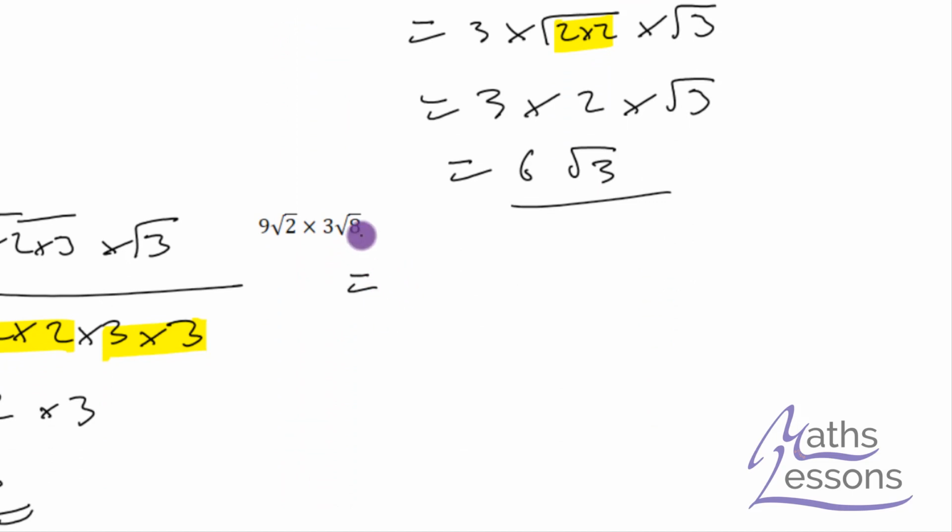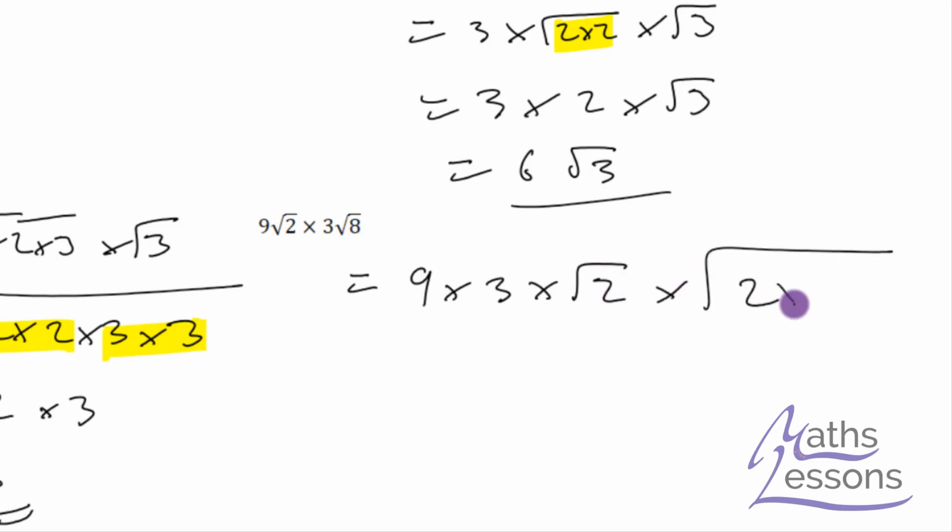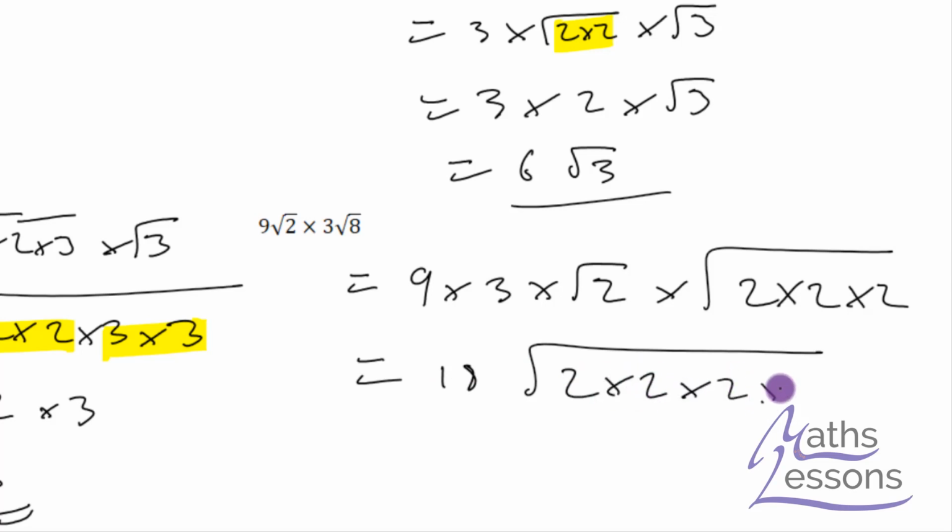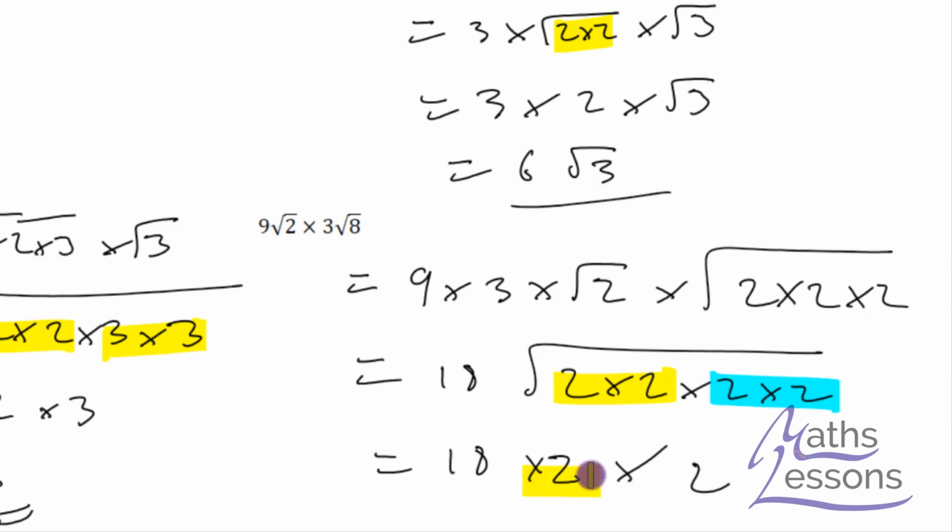Now let's do this one. So I'm just going to change the order: 9 times 3 times root 2. Now I'm going to change the root 8 into the square root of 2 times 2 times 2. So 9 times 3 we've got 18, and then we've got all these square roots of 2's. And we want to see how many of them we can pair up. Well, we've got one pair there, and we have another pair here. So the square root of 2 times 2 is just 2, and the square root of 2 times 2 is just 2. So you can see how that one's come to the yellow one, and then the blue one's come to that one, which gives me 4 times 18.